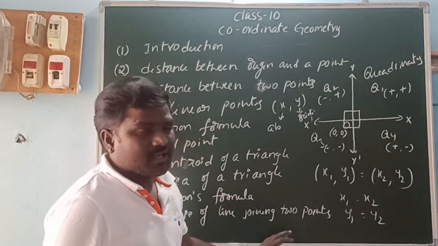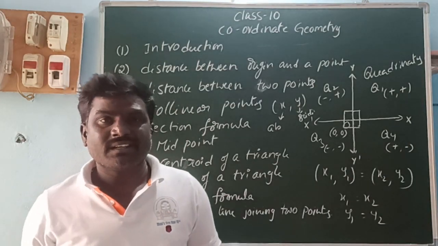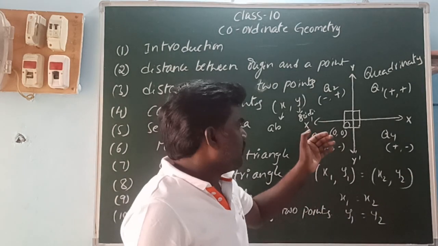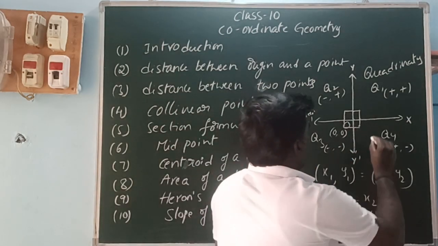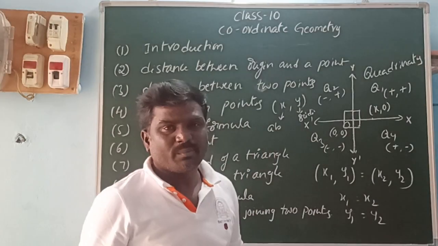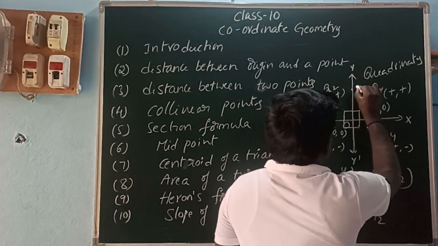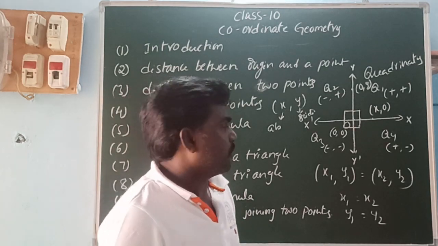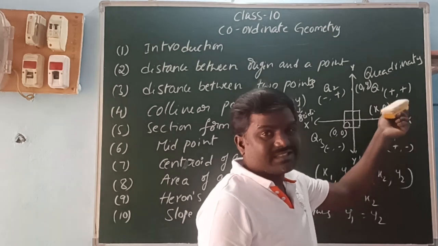On a line, how many points are there? Infinitely many points. On the x-axis also there are infinitely many points. The general form of a point on the x-axis is (x, 0), which means the y-coordinate is 0. The general form of a point on the y-axis is (0, y), so on the y-axis the x-coordinate value is 0.